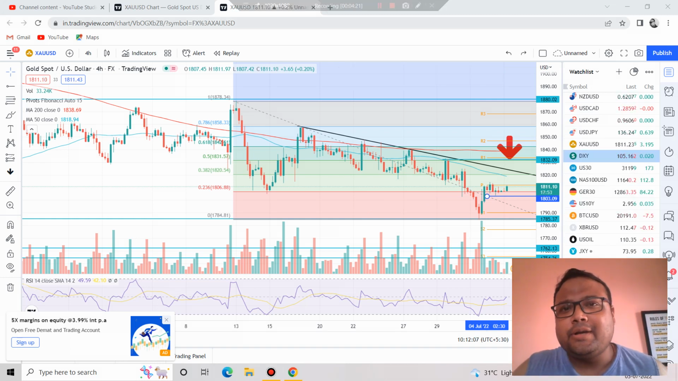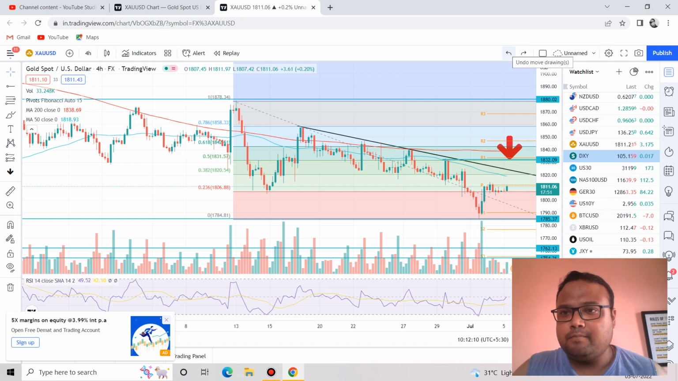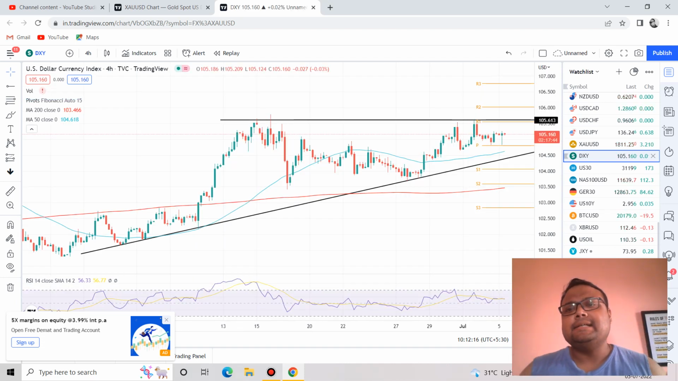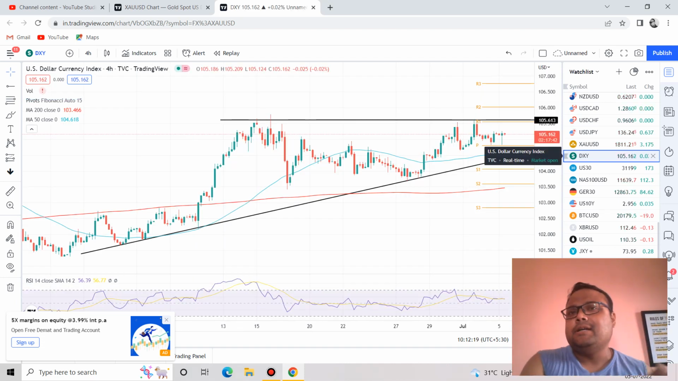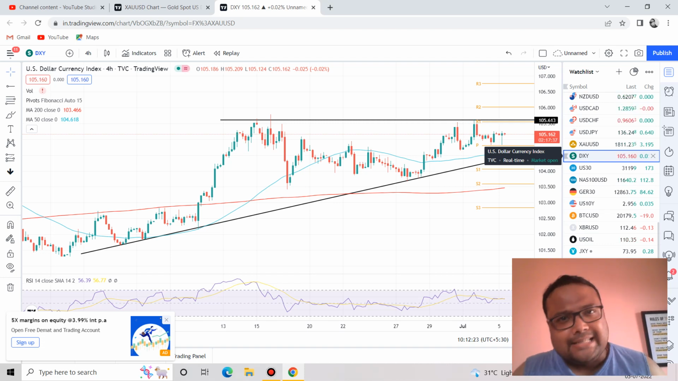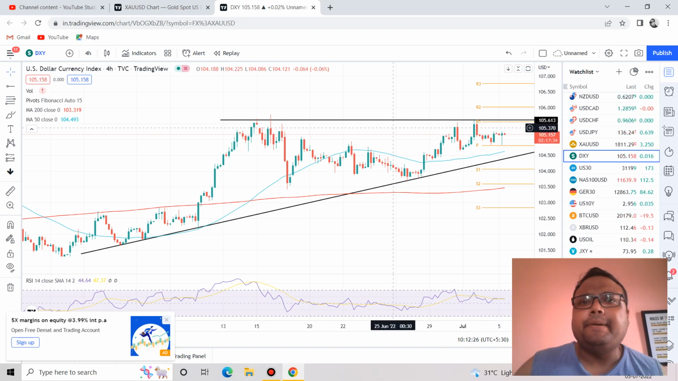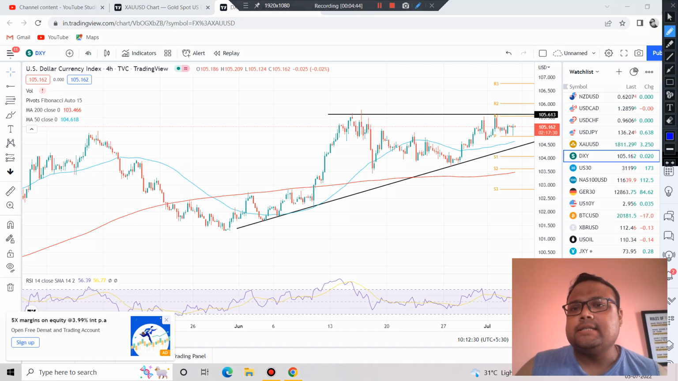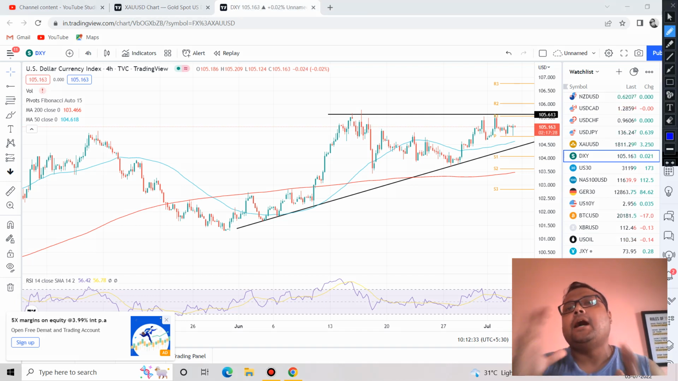Now let's have a look at the chart of DXY. Here is our DXY. Yes, the structure that we have discussed in our previous video is still valid. We can see a classic example of an ascending triangle pattern. An ascending triangle is a bullish pattern. It means that we have a resistance at the top, but whenever the market is coming down from the resistance, it is not breaking the previous low, which signifies that buyers are not in the mood to surrender.